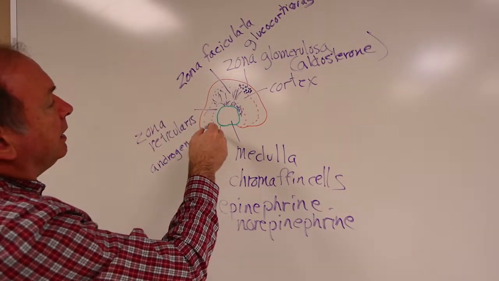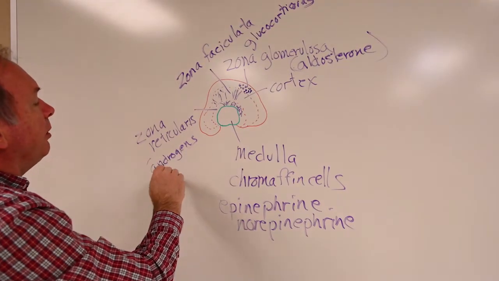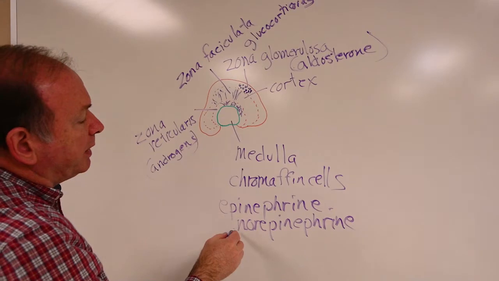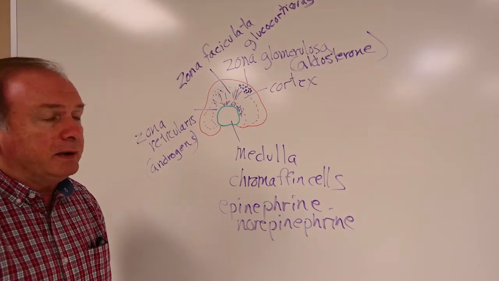So we have aldosterone, glucocorticoids, and androgens all being produced by the adrenal cortex zones, and the medulla is responsible for epinephrine and norepinephrine release in the fight or flight response.